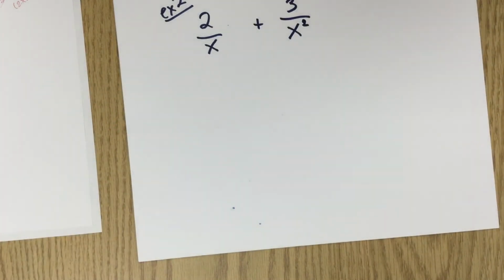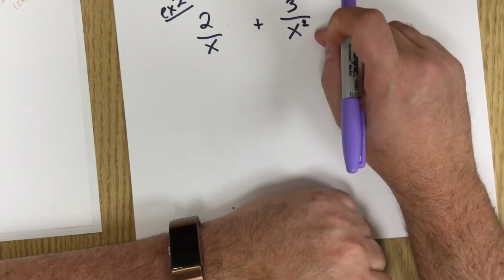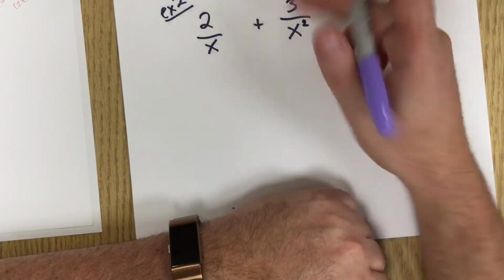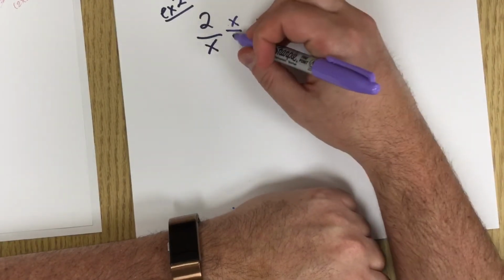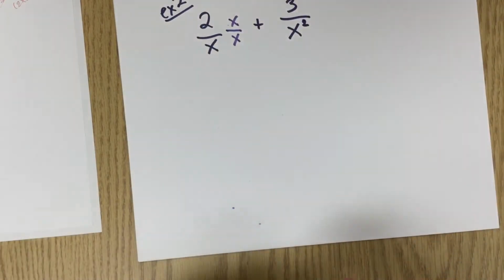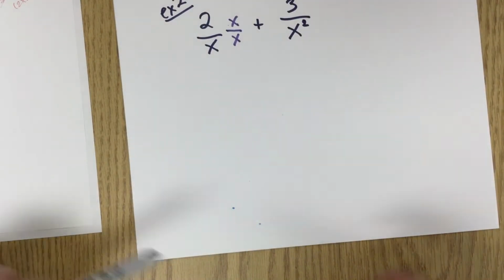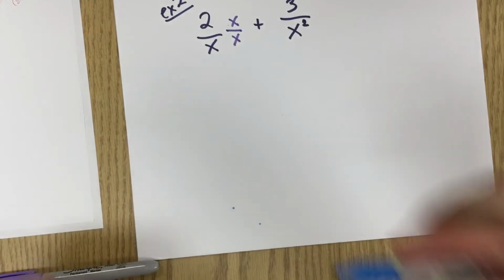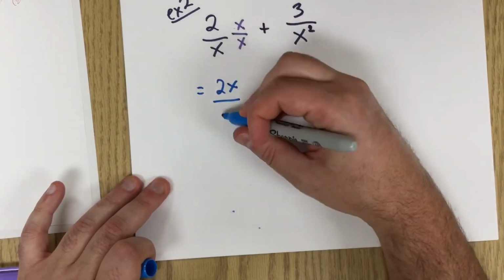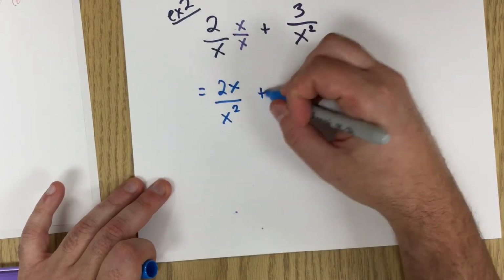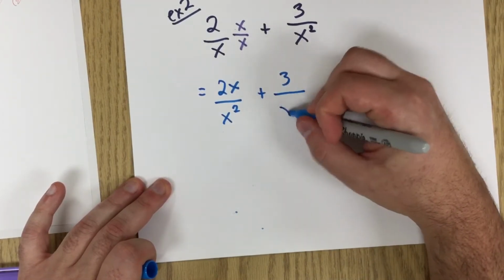So 2 over x plus 3 over x squared. So what we have here, there's 1x there and 2x there. What we're going to do is essentially bring this up to the same denominator. The way we make this a common denominator is we multiply it by x over x. And that gives us 2 times x is 2x, x times x is x squared, plus 3 over x squared.